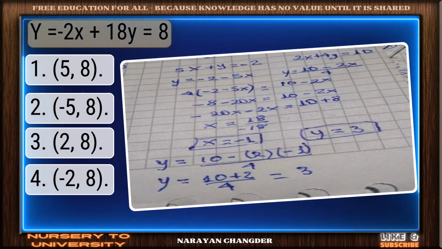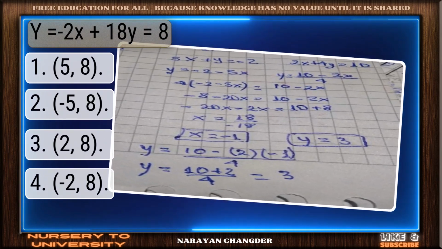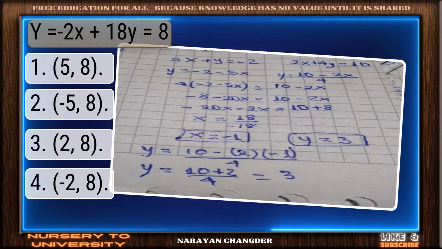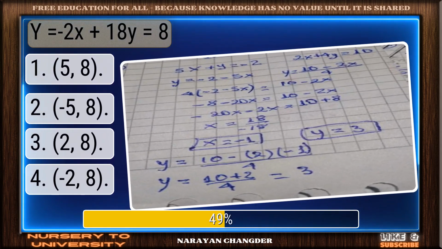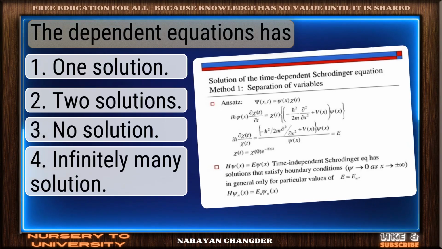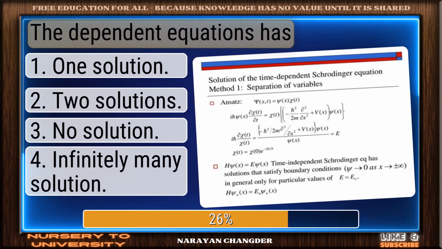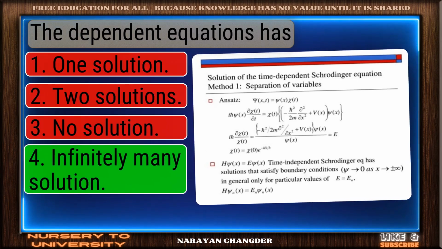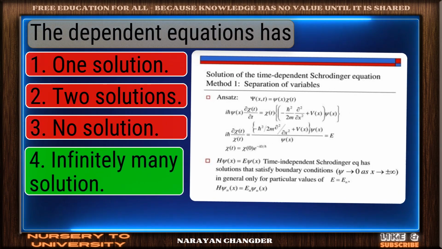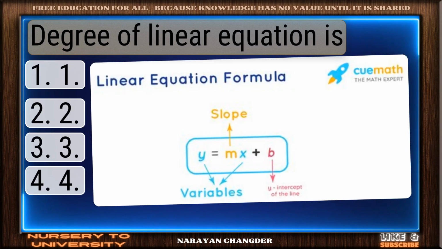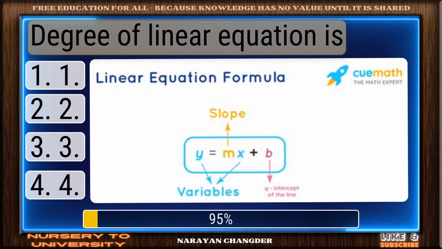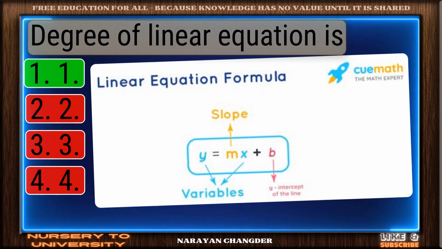Can you solve all these Class 10 Maths Chapter 3 pair of linear equations in two variables questions? Y equal to 2x plus 1 equal to 8. Smart pick is correct. The dependent equations have, smart move. Infinitely many solutions is the accurate answer. Degree of linear equation is, correct. 1 is spot on.